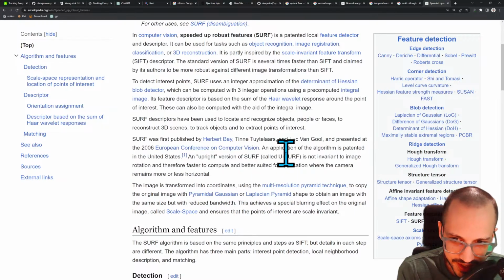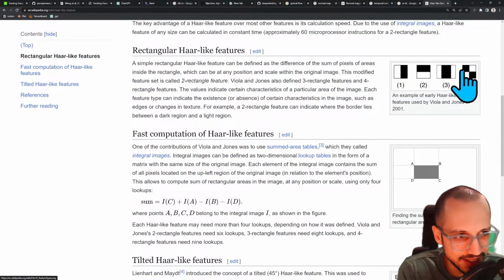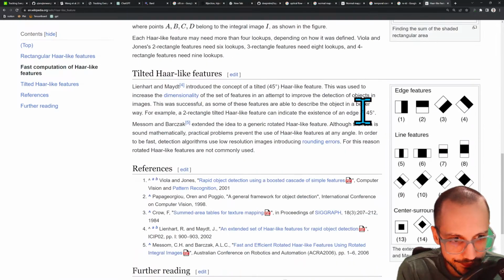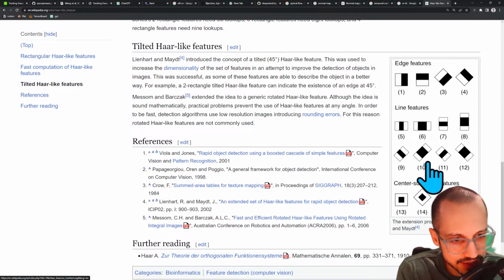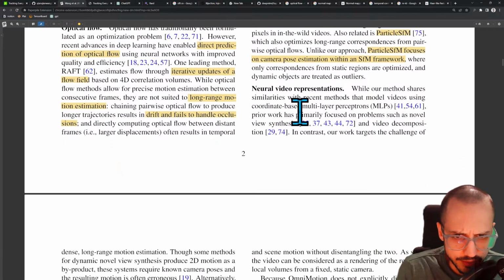Dude, look at all this. This is like a collection of ancient computer vision terms, like a Haar wavelet. Haar wavelets are the edges, yeah. Diagonal edge, vertical edge, horizontal edge. Lines. Okay. We're getting distracted.